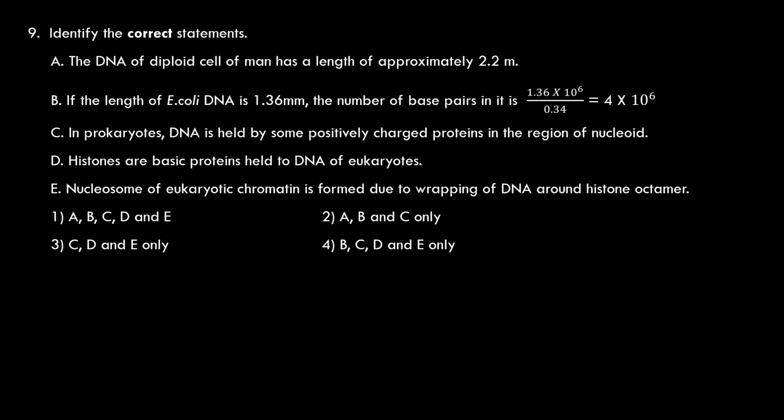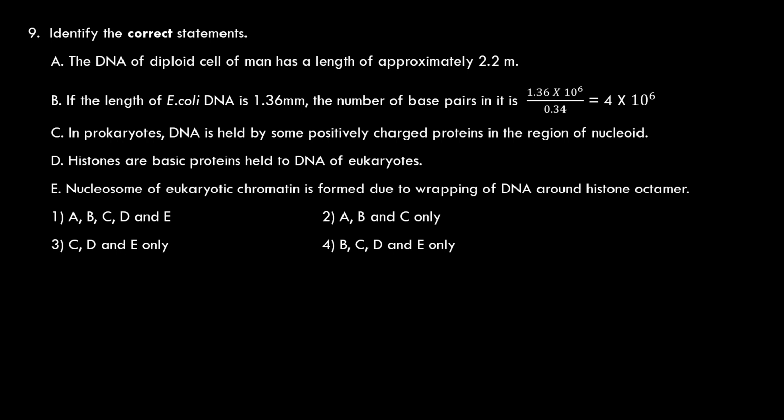In prokaryote, DNA is held by some positively charged proteins in the region of nucleus. So in the prokaryotic cell, DNA is not present throughout the cytoplasm. It is limited to a certain region of the cytoplasm because the DNA is held by some positively charged proteins. That particular region is known as nucleoid. Histones are basic proteins held to DNA of eukaryote. Absolutely true. Histones are basic proteins and they are held to the acidic DNA or negatively charged DNA.